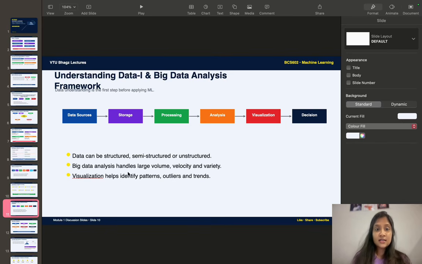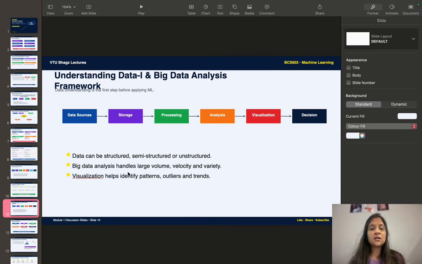Next is understanding data, and big data analysis. Here, if you remember this diagram, it is enough, and then you can write in sentences. Data is the foundation of machine learning. If data is good, the model can learn better. If the data is poor, the model will give you poor results. Data can be numerical, categorical, structured, semi-structured, and unstructured. Before applying ML algorithms, we must analyze and understand the data.